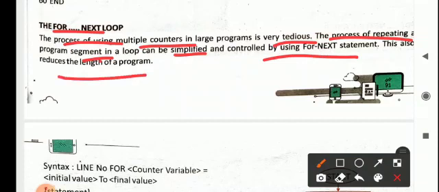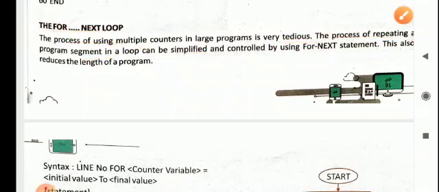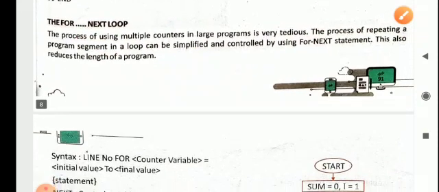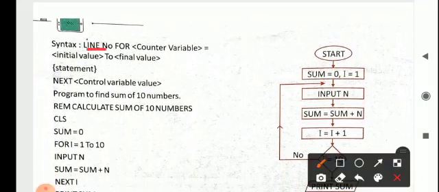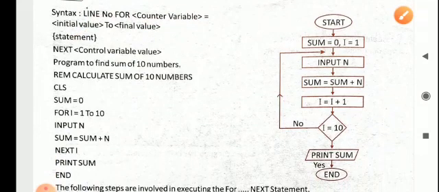This statement also reduces the length of the program. That means many statements can be reduced by using for next loop. Okay. Now you can see the syntax. Line number is there, for is there, one counter variable is there, initial value, to final value. All in one is written. Like in the earlier program we saw that we had to write separately the counter, then its condition, and then we had to increase afterward. Okay, but in this you can see in the same line only all in one is written. So let's understand the flow chart of it.